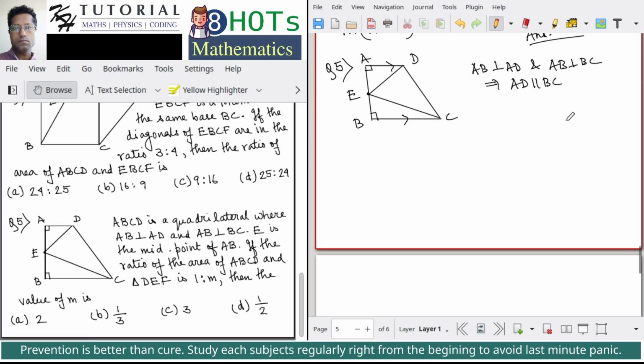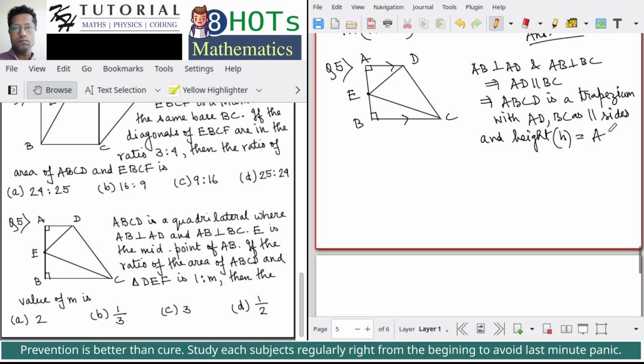Now ABCD clearly becomes a trapezium where the parallel sides are AD and BC, and the height will obviously be AB since it is the perpendicular distance between the parallel sides. So this implies that ABCD is a trapezium with AD, BC as parallel sides and height small h equal to AB.